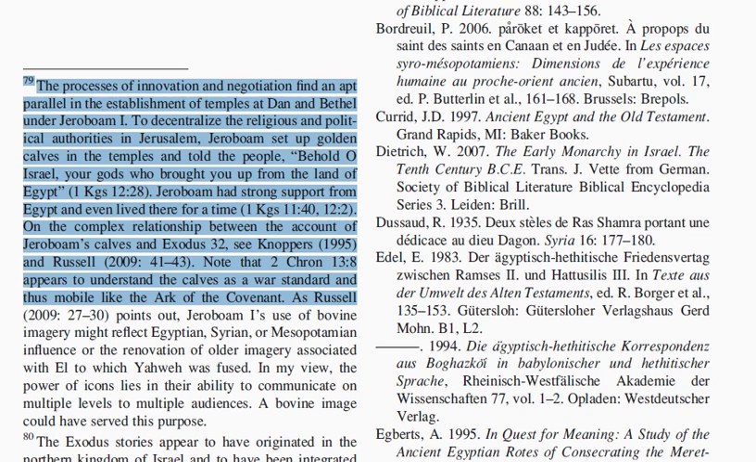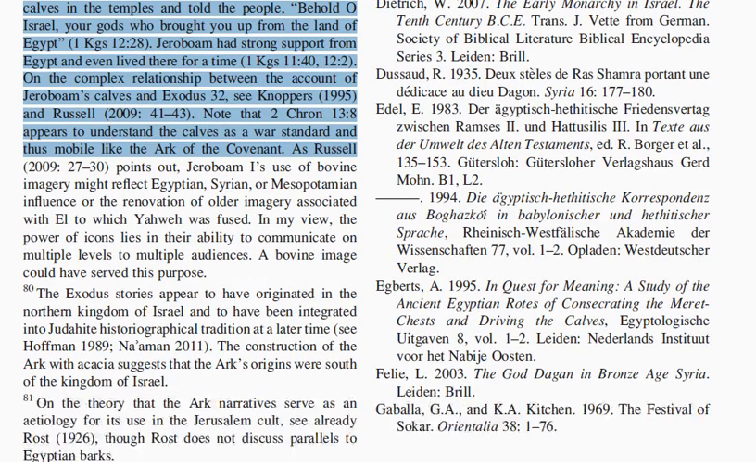On the complex relationship between the account of Jeroboam's calves and Exodus 32, see Knoppers 1995 and Russell 2009, pages 41 to 43. Note that 2 Chronicles 13:8 appears to understand the calves as a war standard and thus mobile like the Ark of the Covenant. As Russell 2009, 27 to 30, points out, Jeroboam I's use of bovine imagery might reflect Egyptian, Syrian, or Mesopotamian influence, or the renovation of older imagery associated with El, to which Yahweh was fused. In my view, the power of icons lies in their ability to communicate on multiple levels to multiple audiences. A bovine image could have served this purpose.